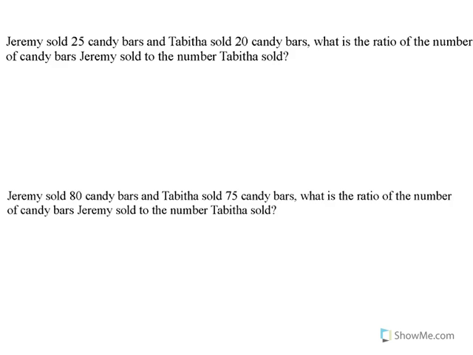Okay, Jeremy sold 25 candy bars, and Tabitha sold 20 candy bars. What is the ratio of the number of candy bars Jeremy sold to Tabitha? So we're going to write a ratio in fraction form, and since Jeremy's name comes first, his number goes on top, and Tabitha's name comes second, so hers goes on the bottom. Okay, whenever we're dealing with ratios, you want to keep your answer as an improper fraction. Don't change it to a mixed number. But we will need to reduce.